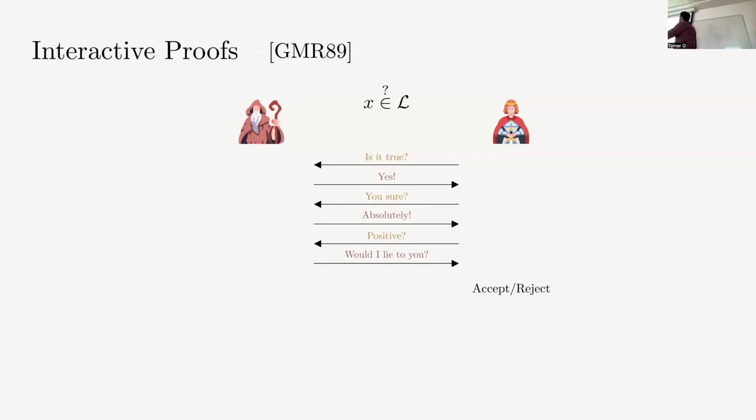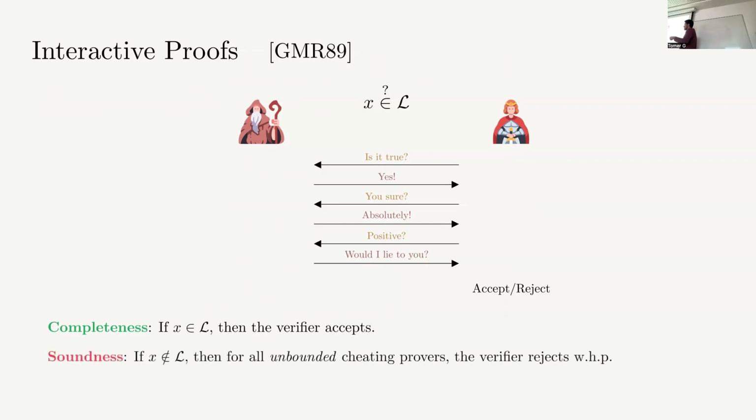Now, what we want from this is the following properties. First, we call it completeness, which means that if the claim is indeed true, then we want the prover to be able to convince the verifier to accept it as a true claim. And soundness means that if the claim is not true, then it doesn't matter how powerful or devious the prover might be in trying to convince the verifier to accept, it will fail with high probability.